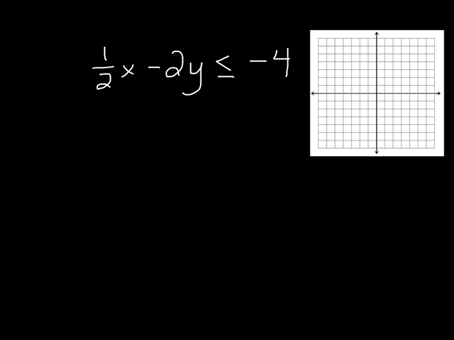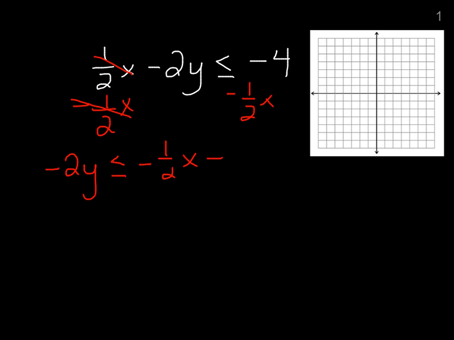So the first thing we're going to do is move the 1/2 x over to the right side. Since it's positive, I'm going to subtract it, and that makes this whole thing go away. I'm going to write minus 1/2 x underneath there. So I'm left with negative 2y is less than or equal to negative 1/2 x minus 4.